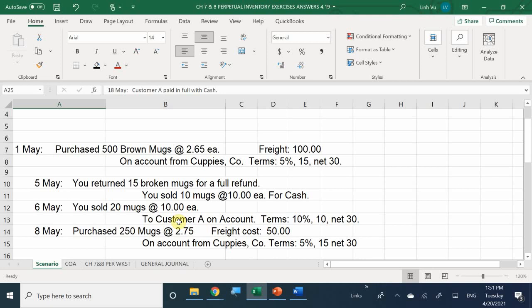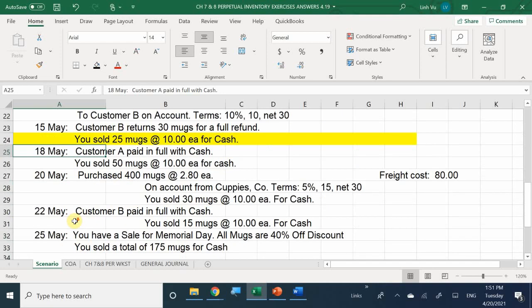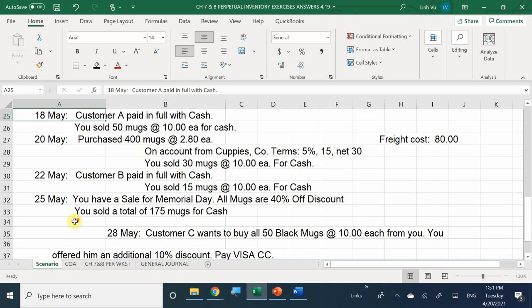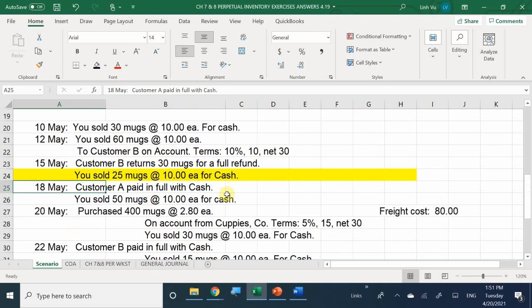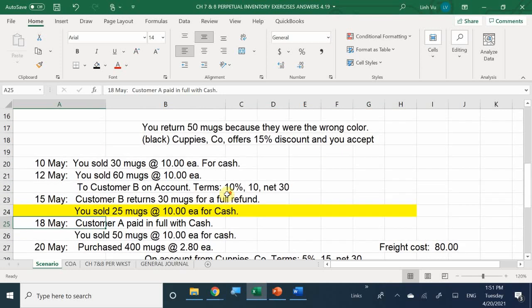Okay, now, did they meet their terms? No, they missed it, right? Let me see, we gave them 10 days to make a discount. So 10 days from the May 6th would be the 16th of May. It is now the 18th of May, so they actually missed their discount period. So that means whatever amount that they owe us, they must pay in full.